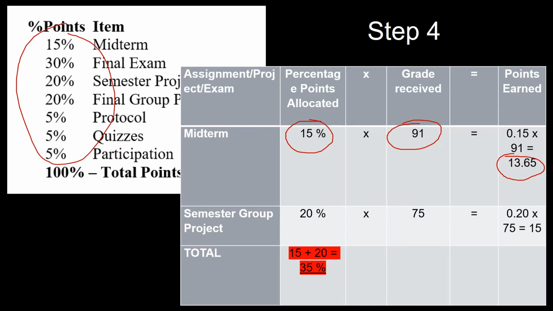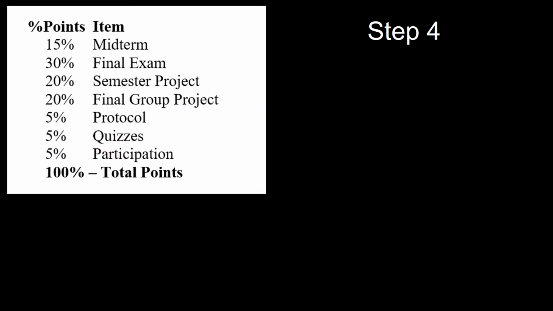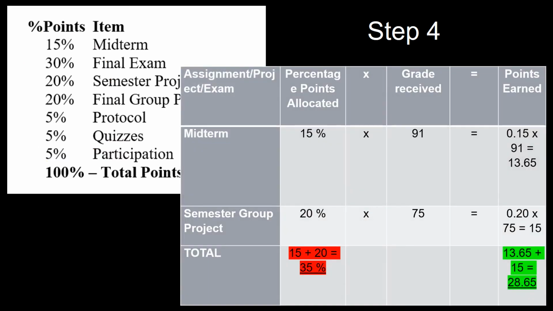For the semester group project, you do the same thing. You multiply 0.20 times 75, because that's the grade that you earned, and that will give you 15 points that you have earned. And obviously now you need to calculate that all together. So that is 13.65 plus 15 is 28.65. That's what you have earned right now in this class.